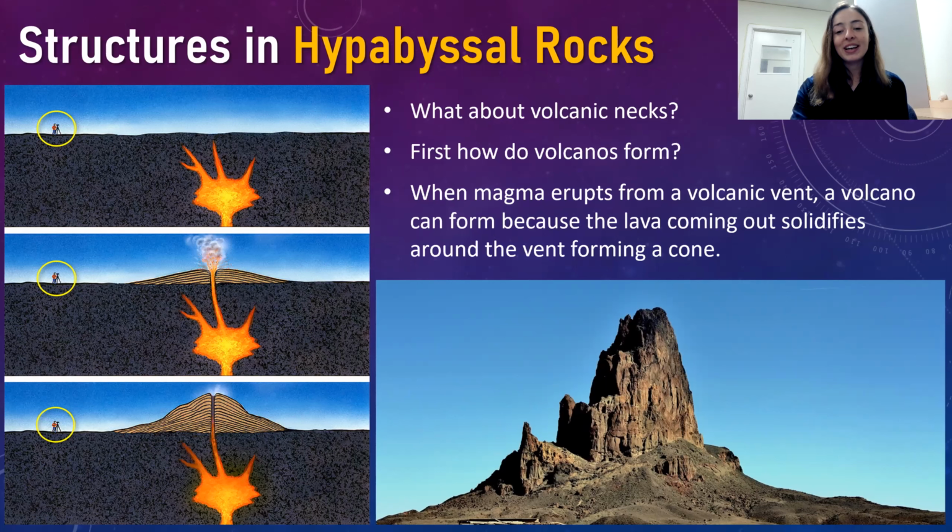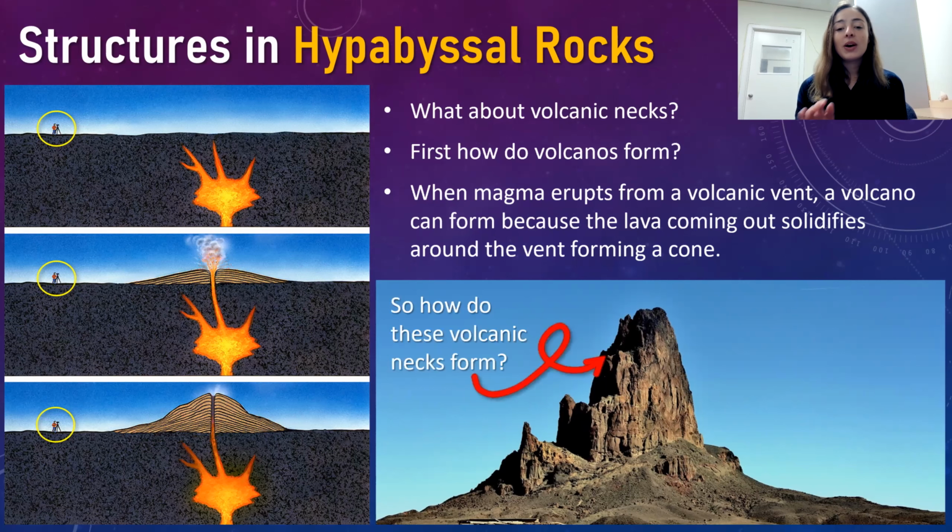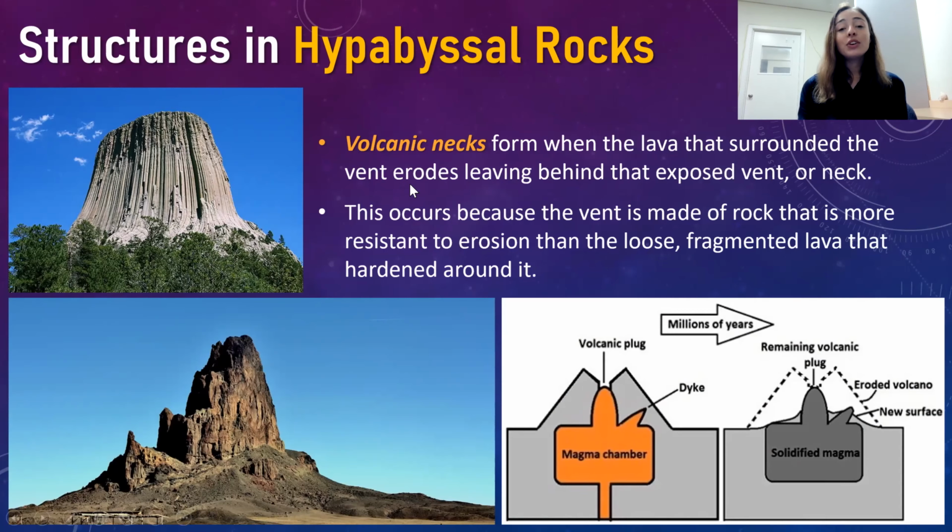But moving on, now we know how a volcano forms. So how do these volcanic necks form? Volcanic necks form when that cooled lava that surrounded the vent erodes, leaving behind the exposed vent or neck of the volcano. And that occurs because the cooled and solidified vent material is much more resistant to erosion than the loose fragmented lava that had hardened around it.